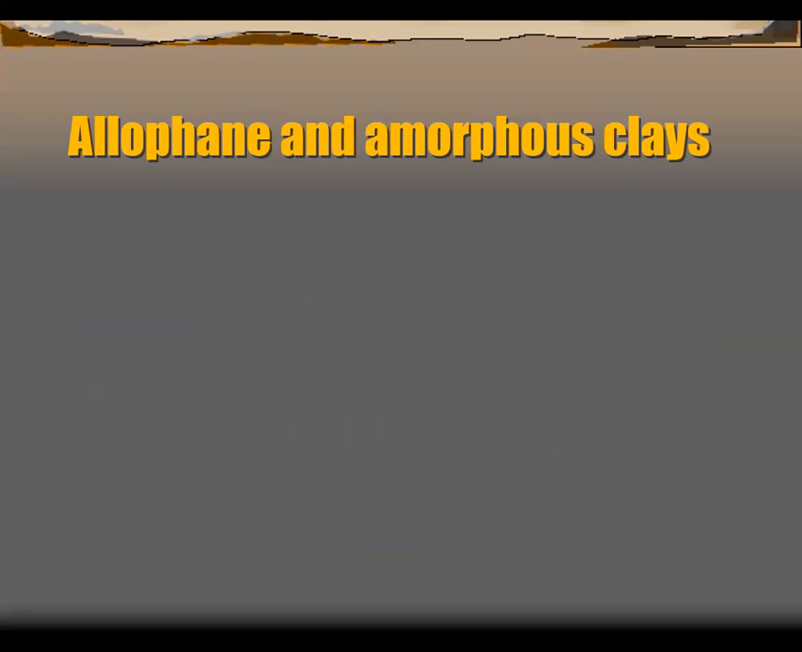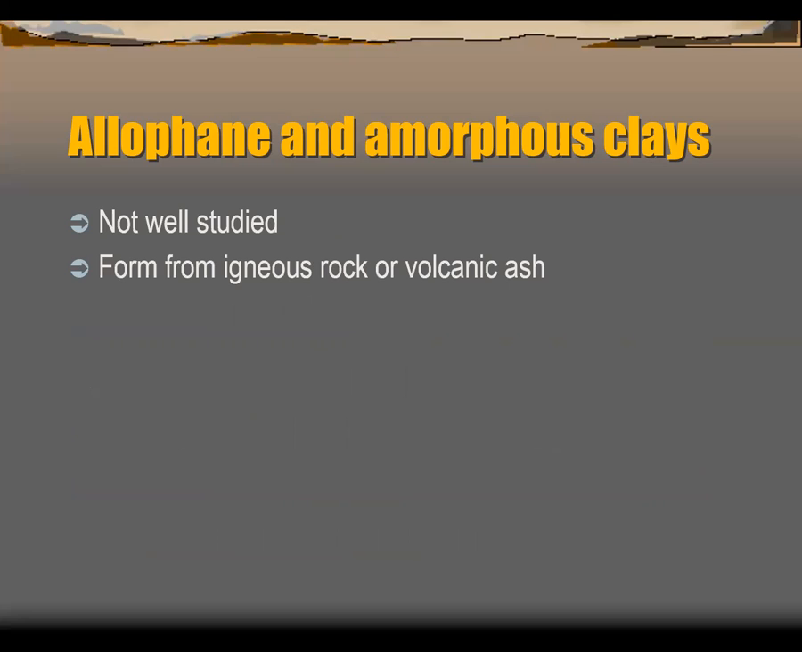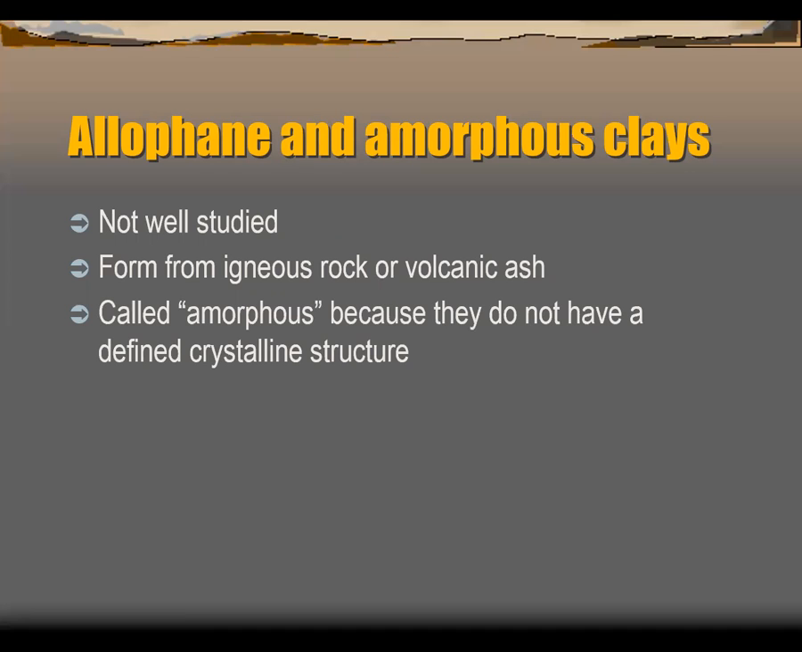And then you have allophane and amorphous clays. As I said, we don't know a whole lot about these. They're not that widely studied. They tend to form from igneous material or from volcanic ash. There's probably, I would guess, some development of these taking place on Mount St. Helens, for example, which had a massive volcanic eruption in May 1980, coming up on 40 years ago now. And there was a lot of ash that was developed and that was deposited as a result of this. These tend to be called amorphous because they don't have a defined crystalline structure to them.